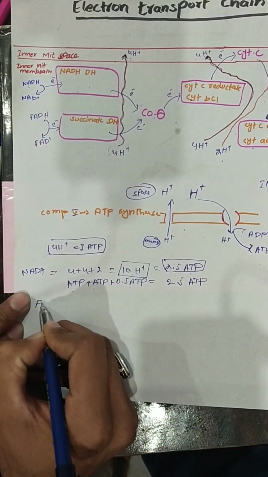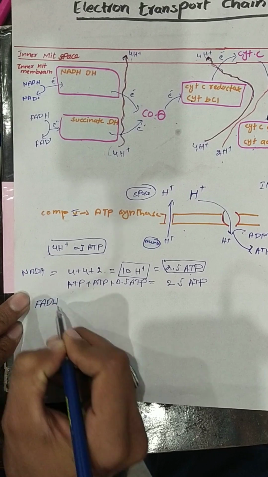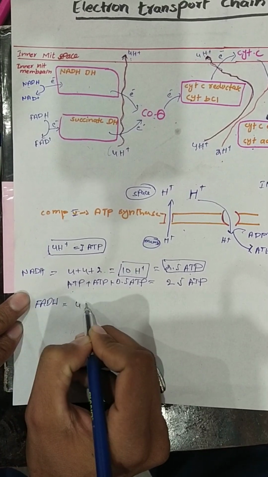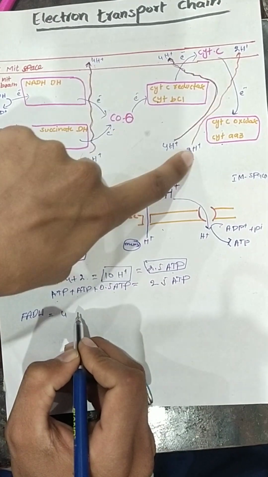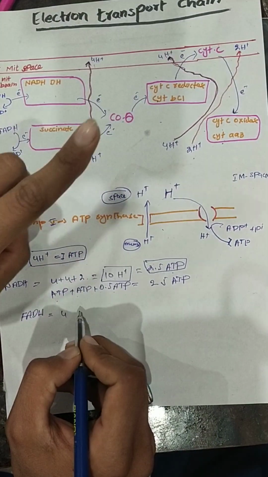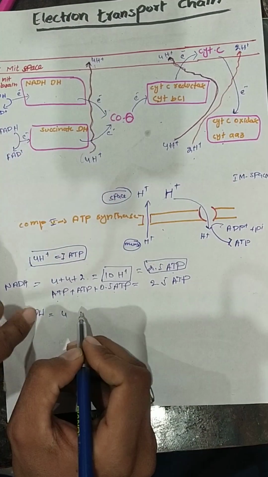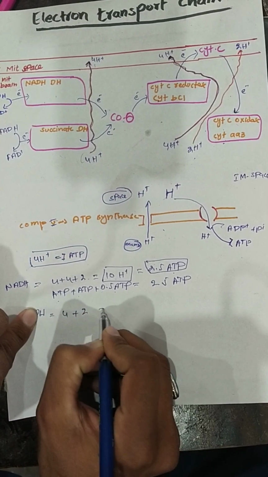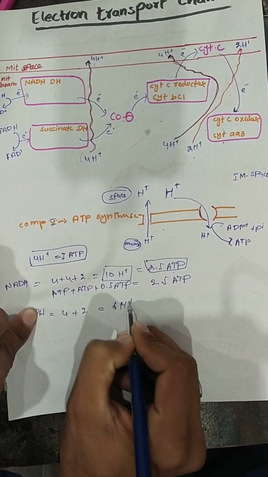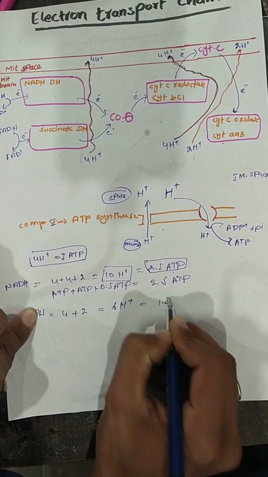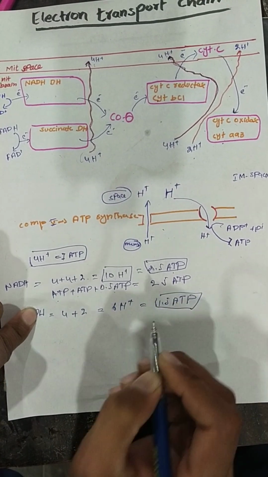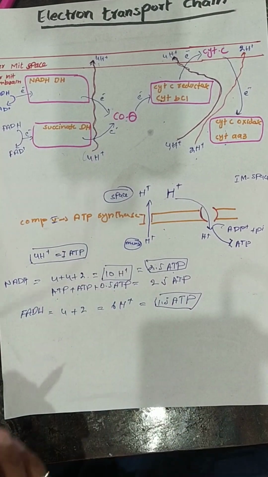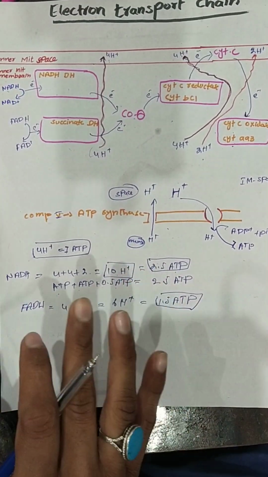But when we use FADH2, only these 4 hydrogen atoms and these 2 hydrogen atoms are pumped. Hydrogen atoms are not pumped from succinate to coenzyme Q. So 4 and 2, total we pump 6 hydrogen atoms, which is equal to 1.5 ATP. So this topic of the electron transport chain and the coupling of the electron transport chain with ATP is done here.